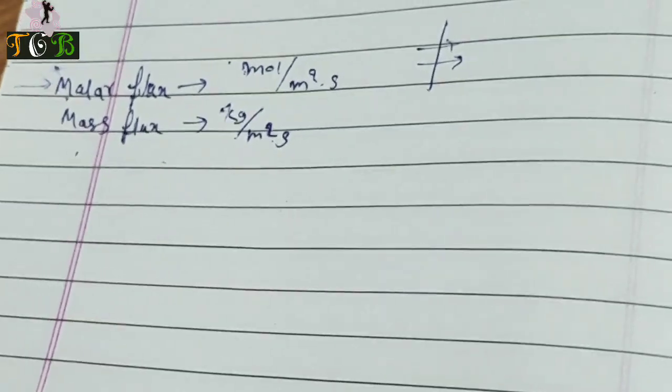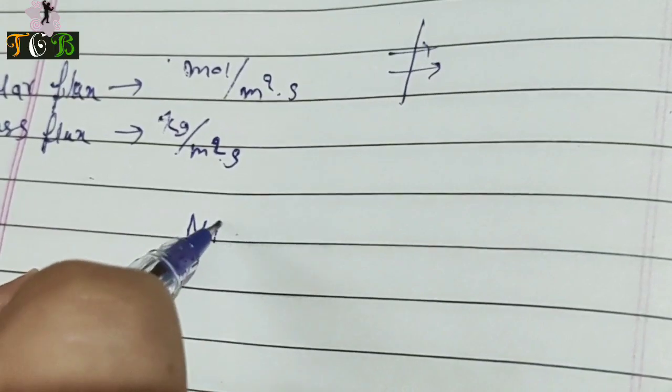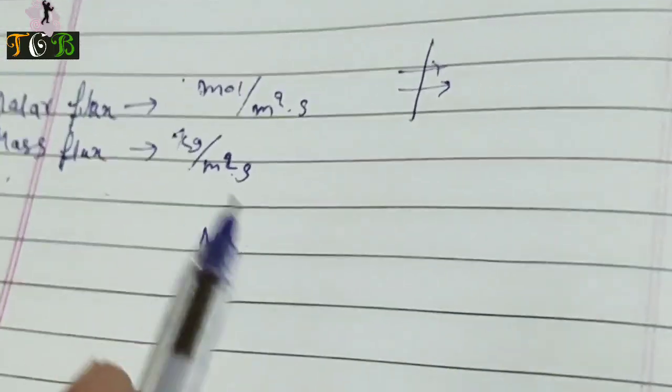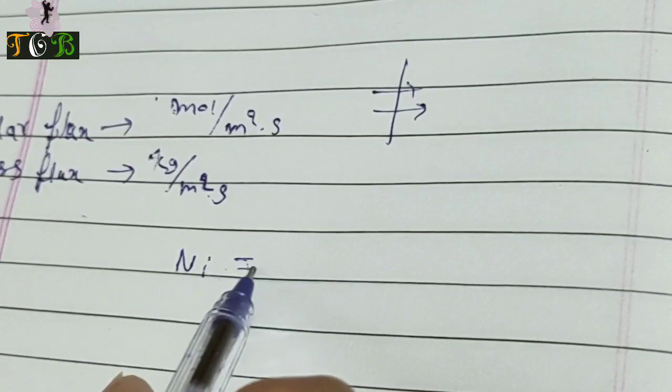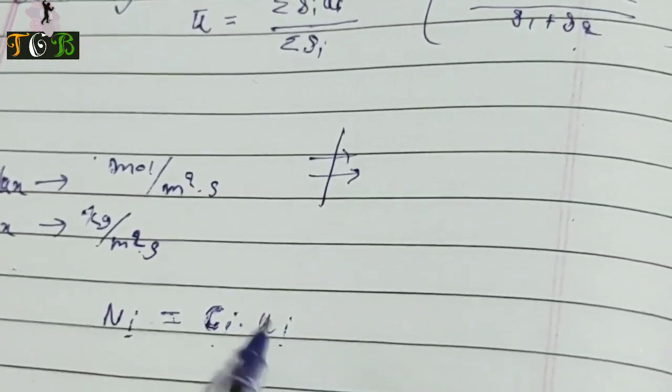Now we have an interesting thing. We denote the flux by Ni. So Ni is our molar flux, which I told you we often use. Whenever I use the word flux alone, I'm referring to molar flux. So flux is nothing but Ni, meaning the flux of the ith component, and it will be Ci times Ui, the concentration of component i and Ui its velocity.